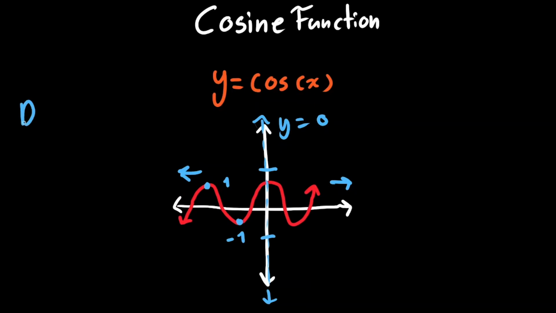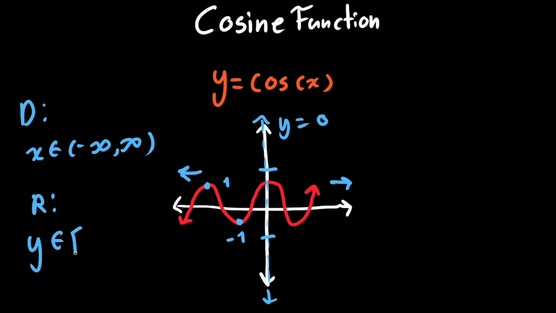So expressing the domain of the cosine function, the domain includes everything from negative infinity to infinity, but the range is limited, much like the sine function. In this scenario, with the parent function y equals cosine x, the range is -1 to 1.